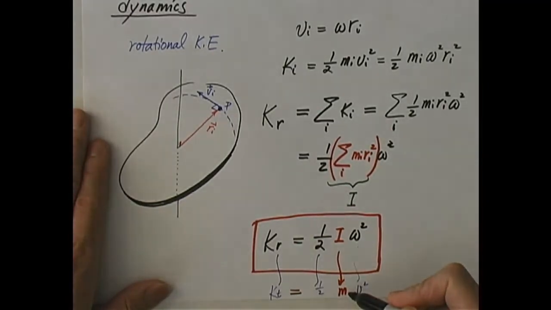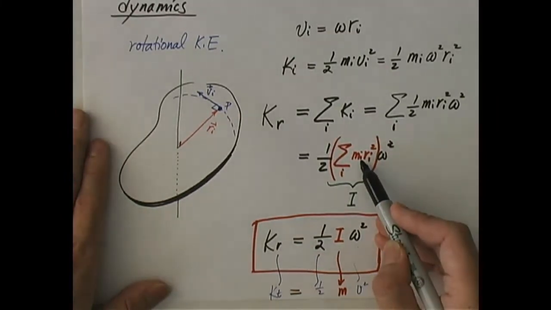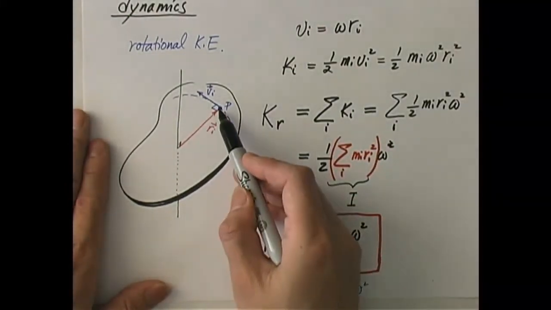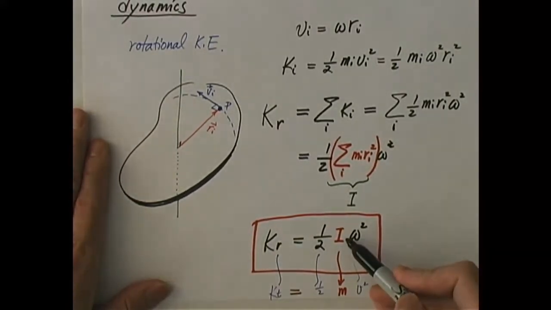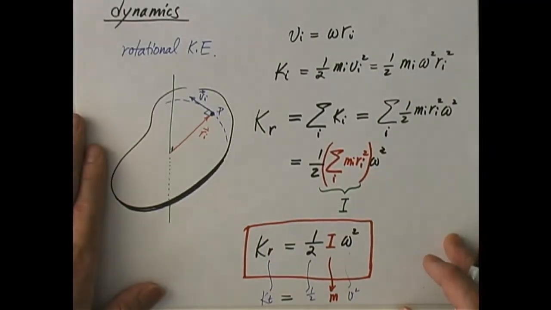So I have this strange combination. It depends on the mass, but it's not equal to the mass. It also has to do with where these masses are. After all, r_i is the distance between the ith point mass and the axis of rotation. So it has to do with the mass, and also with the distribution of mass. This quantity, I, replaces the simple quantity m for translational motion. We have a name for it. In translational motion, we know mass is the quantity of inertia, right?